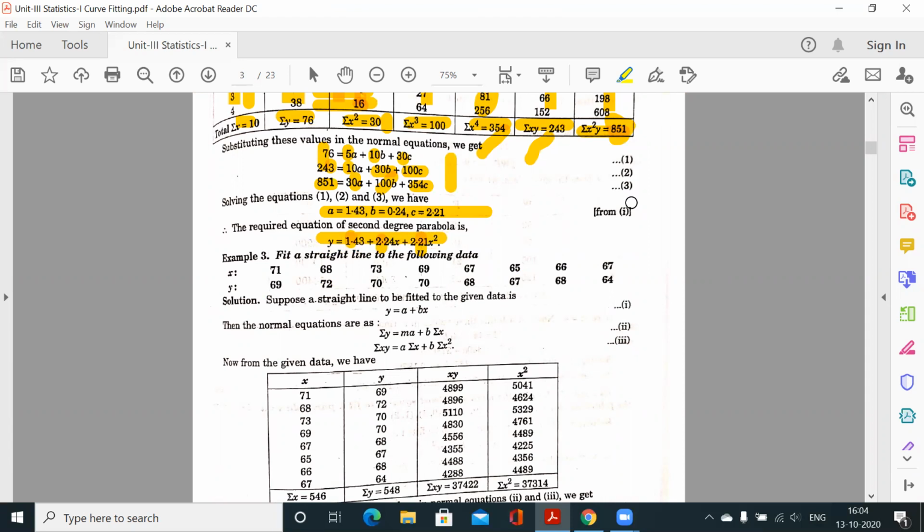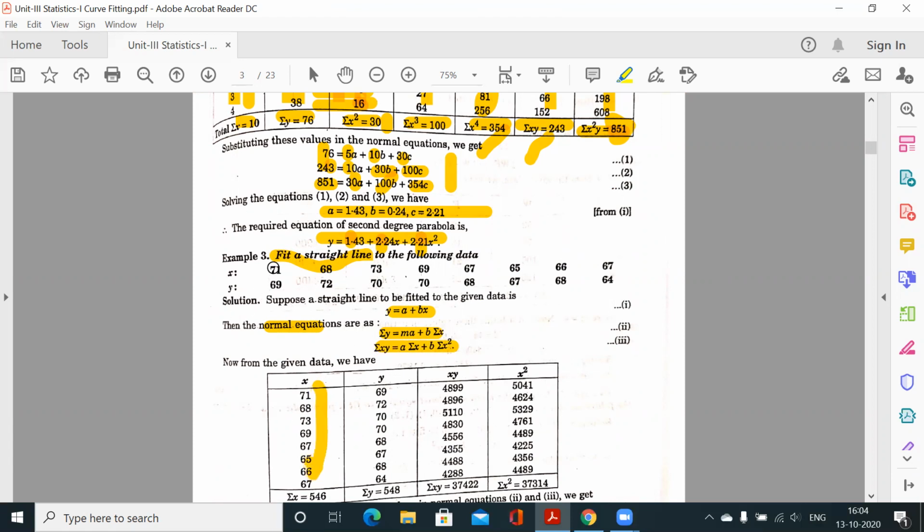So in the same way, now you have to practice the questions. A very simple process and very easy steps. So now fit a straight line. This is our question, y is equal to a plus bx. Now we have to find a and b, for which we need normal equations. So summation y and summation xy. Now we have to find summation y, summation x, summation xy, summation x square.